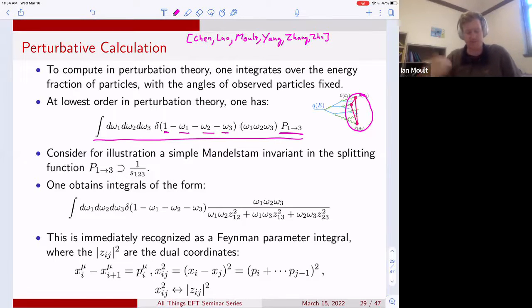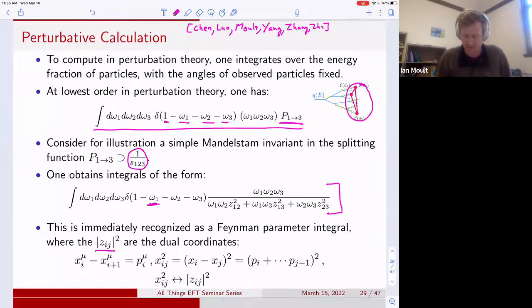And so I'm not going to do the actual calculation, but I just want to show for a kind of toy illustration, if you just have this Mandelstam, the type of integral that you get. And so in particular, if you just write out this Mandelstam in terms of these energy fractions and these complex coordinates, you get an integral of this form shown here. And so if one has played a little bit with Feynman integrals, you'll immediately recognize this as a Feynman parameter integral, where these are interpreted as the Feynman parameters, and these z_ij's, which are the distances between the calorimeters, are the standard dual coordinates.